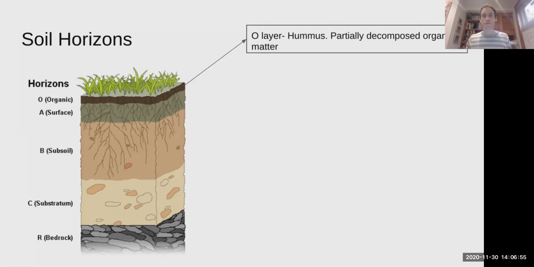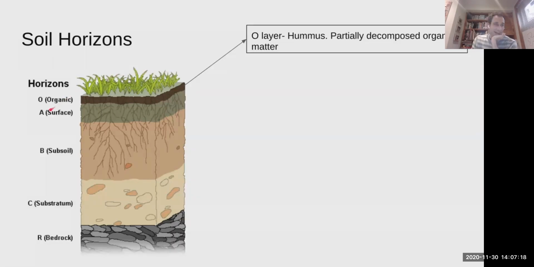If you were to go for a walk in Rock Creek Park right now, you would see a nice rich O layer because all the leaves have fallen. They have begun to decompose, but they're not fully decomposed yet. So this is stuff that will become fully broken down soil, but it's not there yet.